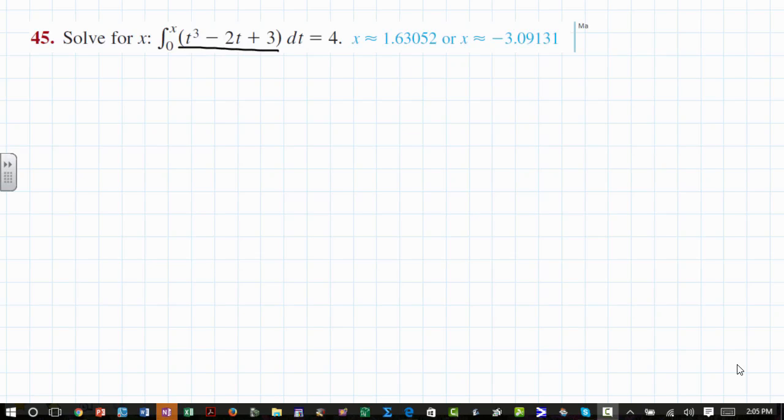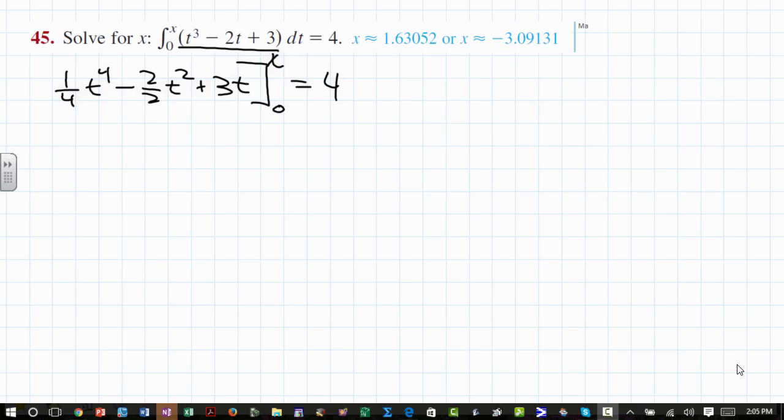I'm going to take this expression and find its antiderivative. I'm going to say that it is 1/4 t to the 4th minus 2 over 2 t squared plus 3t as evaluated from 0 to x. And that's got to equal 4.